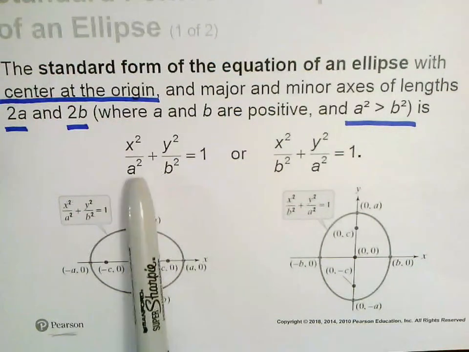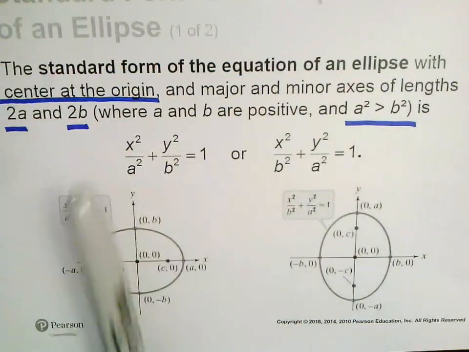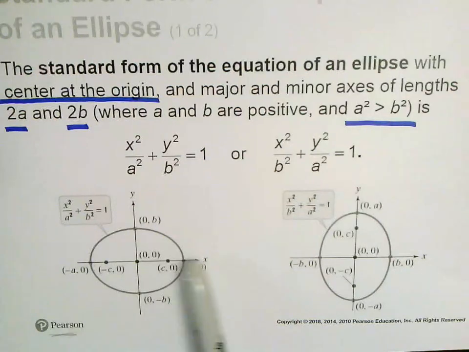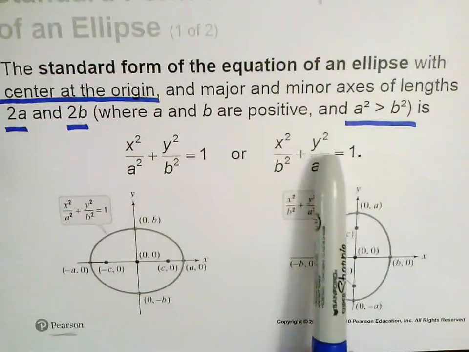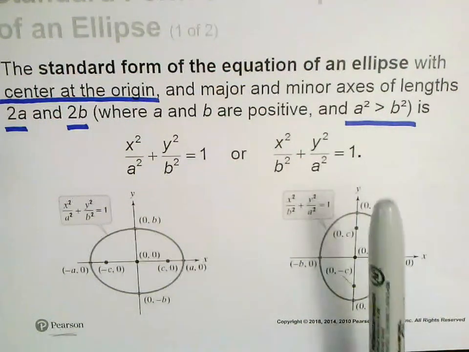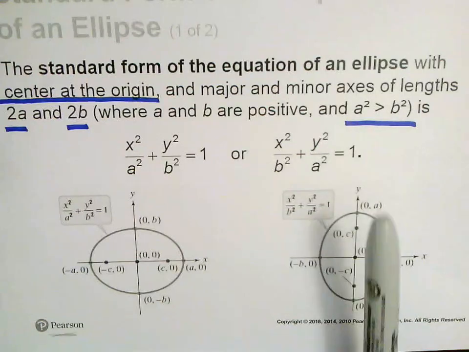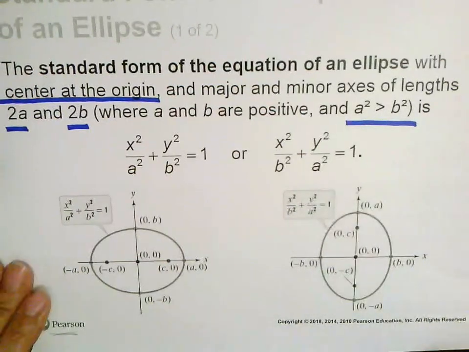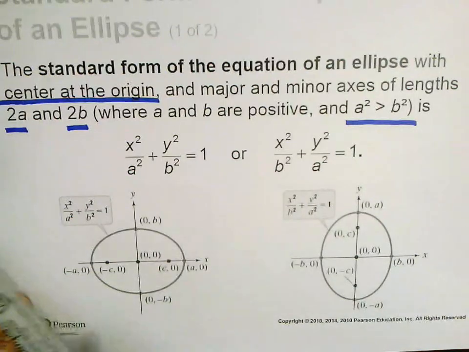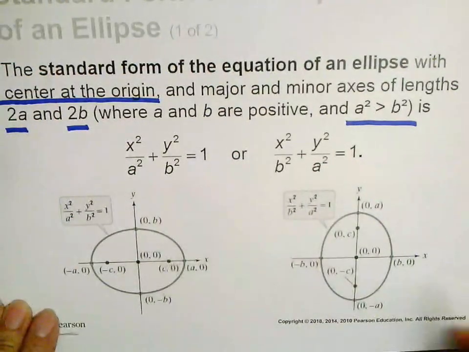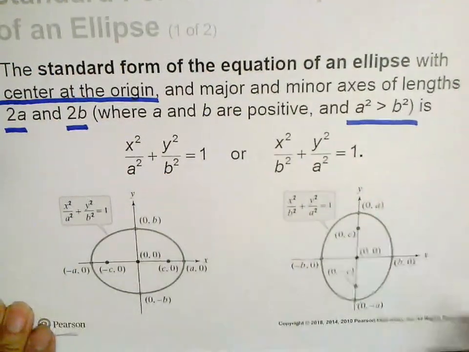And if a squared is under the x variable, then the major axis is going to be horizontal. If the larger denominator, which is a squared, is under the y variable, then the major axis is going to be vertical. Now, this is when the center is at the origin, 0, 0.